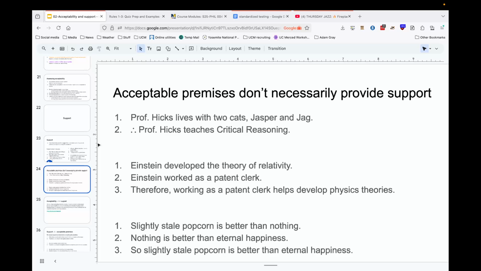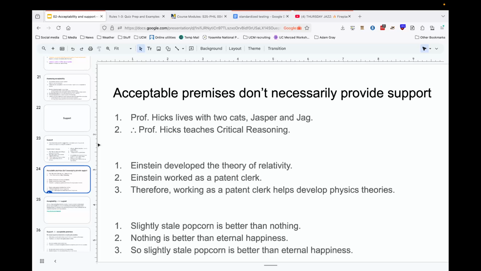Conclusion, Professor Hicks teaches critical reasoning. This premise about the cats doesn't provide any evidence or reason to believe that I teach critical reasoning or that I'm a teacher at all. There's no support here. The premise is acceptable. You have independent reasons to accept the conclusion, but this particular premise does not support this particular conclusion.